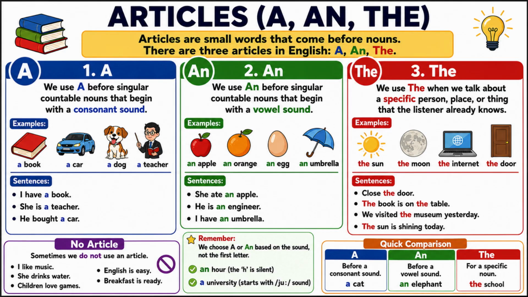Lesson summary. Let's review what we learned today. Use a before singular countable nouns that begin with a consonant sound. Use an before singular countable nouns that begin with a vowel sound. Use the when talking about a specific person, place, or thing. Sometimes no article is needed, especially with general ideas, languages, meals, and uncountable nouns. Always choose a or an according to the sound, not the spelling. The more you read, listen, and practice English, the easier using articles will become.